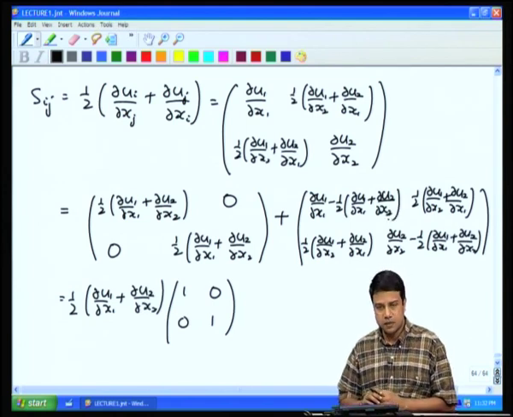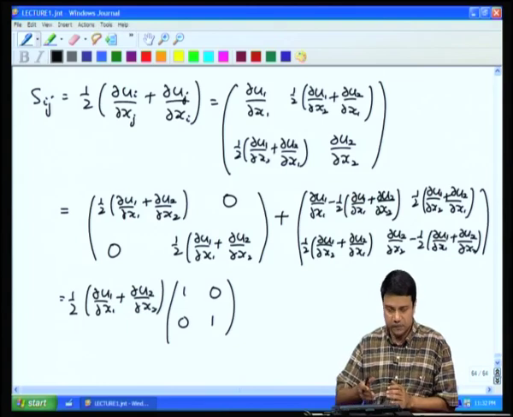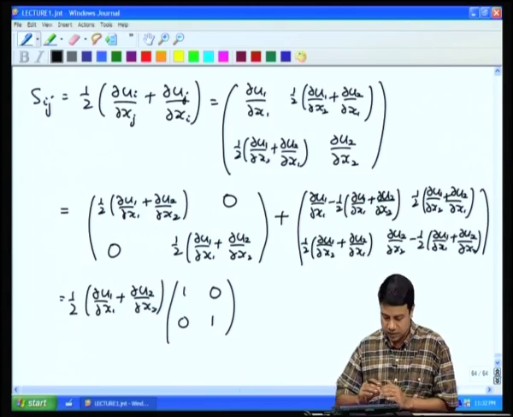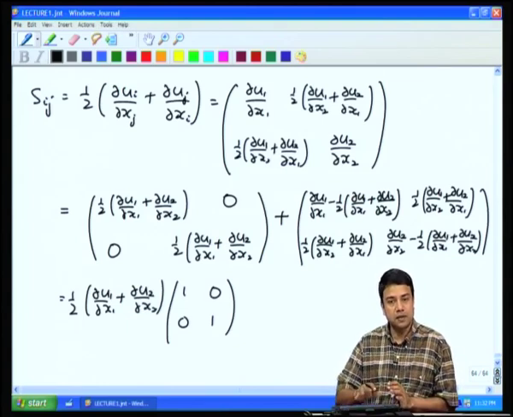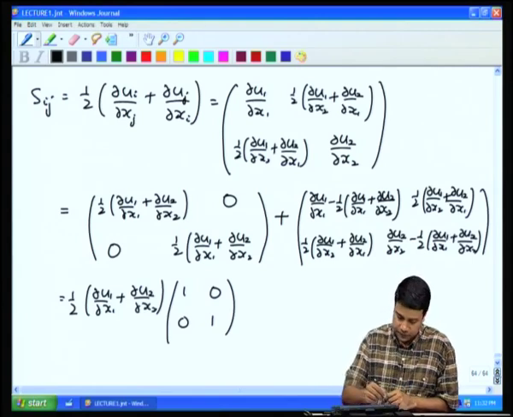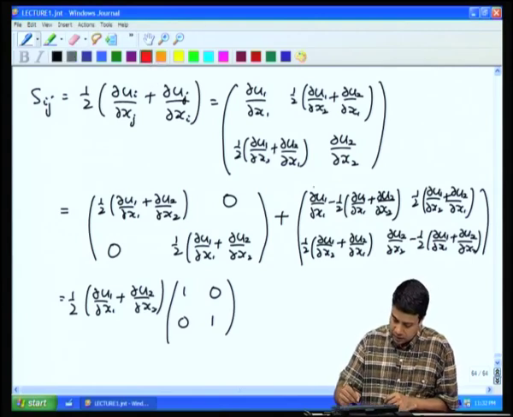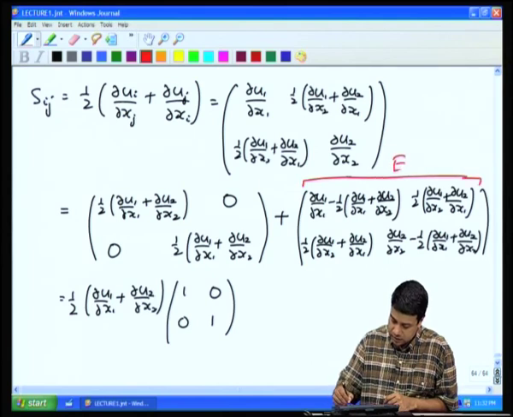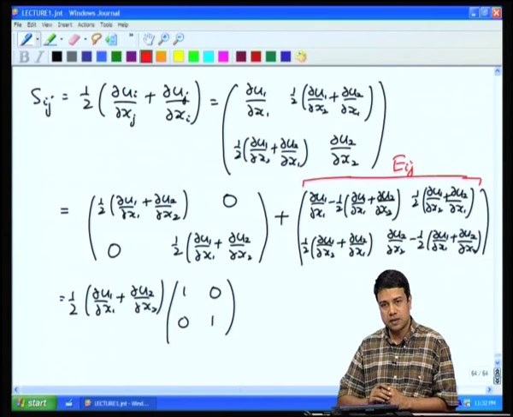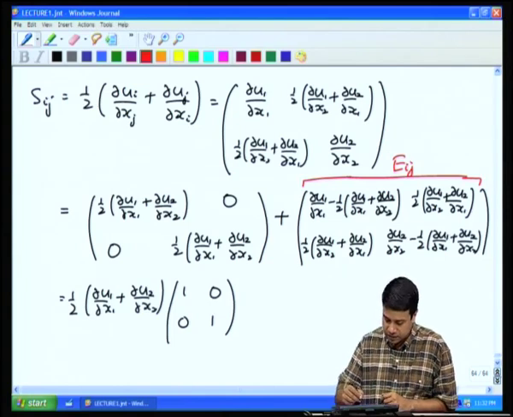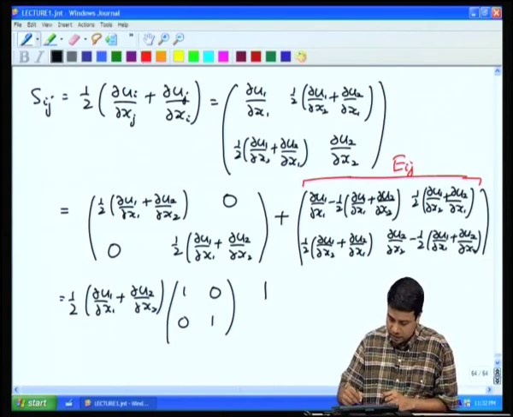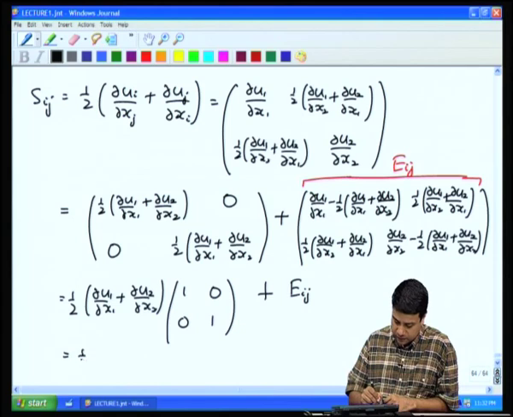Okay. So, this is the matrix that is left over once I have taken out this isotropic matrix. This thing is what is called the symmetric traceless matrix, and the first one is an isotropic matrix. So, this is equal to half.